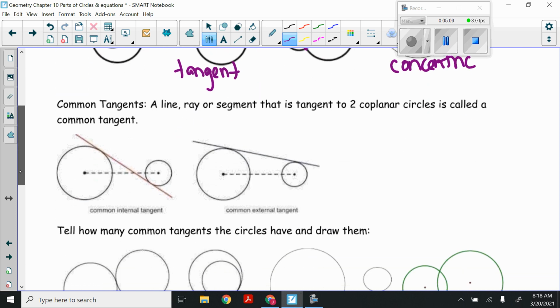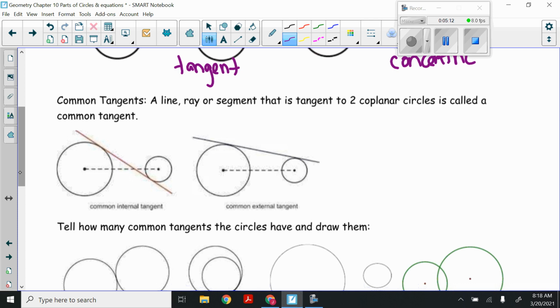So now we're going to talk about what's called common tangents. A line, a ray, or a segment that is tangent to two coplanar circles is called a common tangent. There are two types. You can have a common internal tangent or a common external tangent. So this first picture is an example of a common internal tangent. That's where my tangent goes in between the two circles, touches once and once. Common external, so on the outside of both of the circles. So if it doesn't go in between the two circles, then it is an external tangent. If it goes in between the two circles, then it's called an internal tangent.